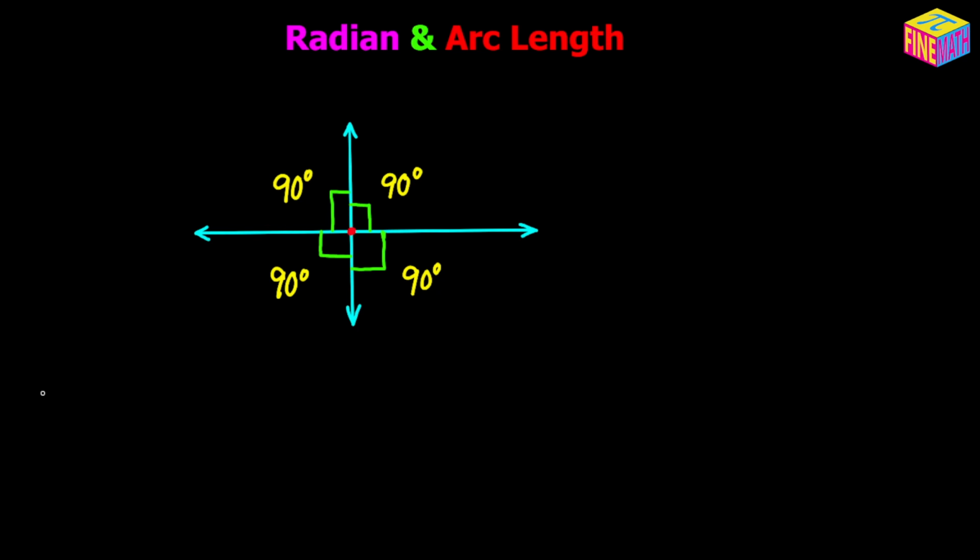If we take a point like this, for example, right here, and then draw a ray from that point, and then rotate that ray one complete circle, then we are going to get a 360 degree angle. So here the angle would be 360 degrees. This is called a complete angle.